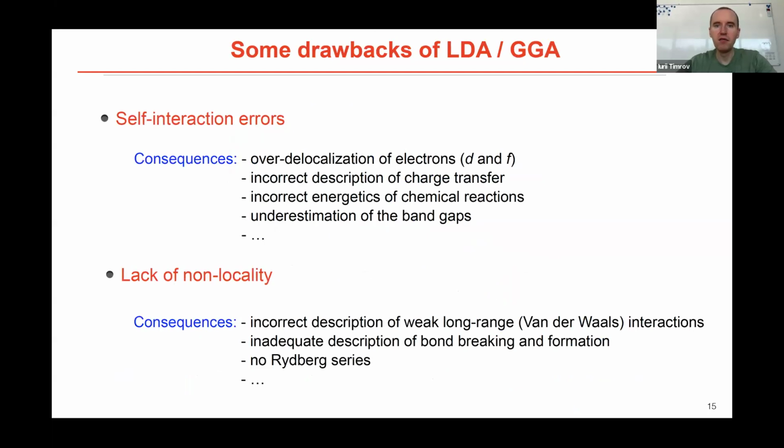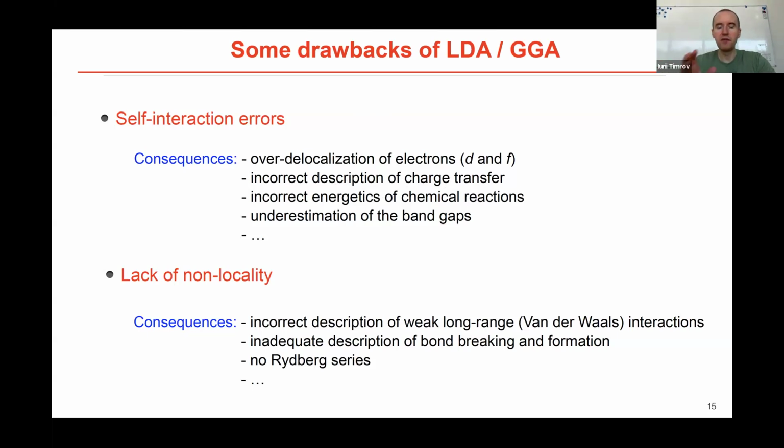These functionals are very nice, simple, and they have a lot of success stories, but they also have serious problems, such as self-interaction errors and lack of non-locality. The consequence of self-interaction errors is that d and f electrons are over-delocalized. In reality, d and f electrons are localized in space, but due to these approximations, they are over-delocalized. This will be the topic of today's lecture, and I will talk more about this. Another consequence is the incorrect description of charge transfer.